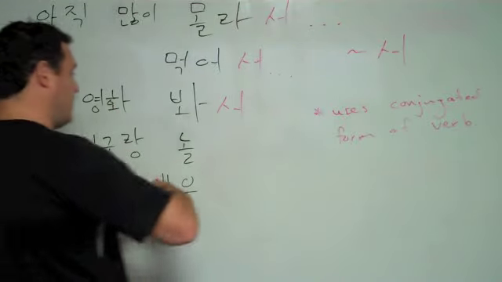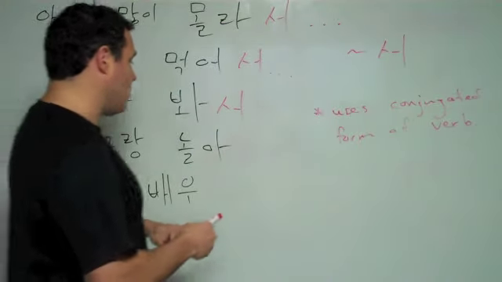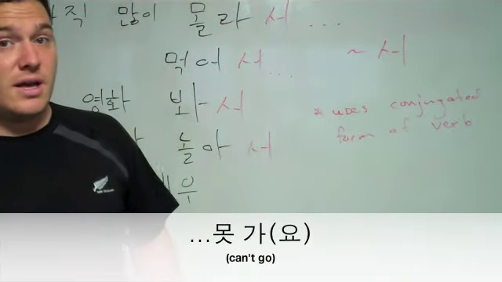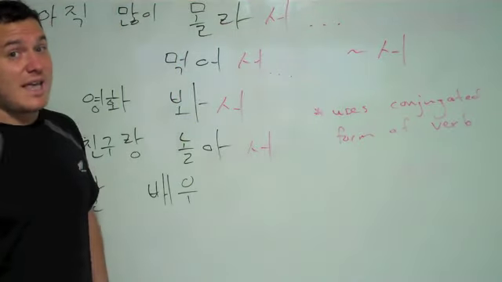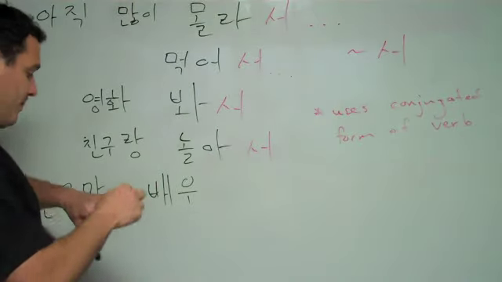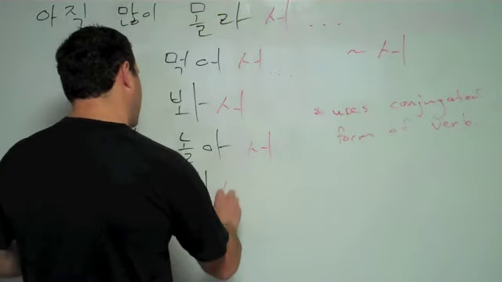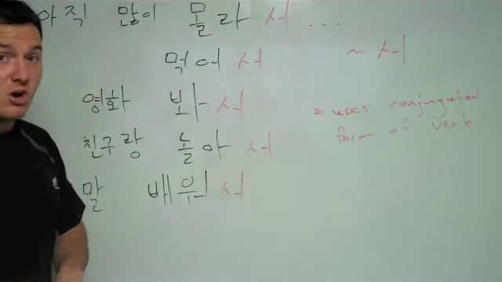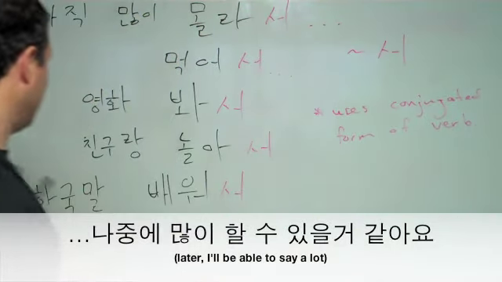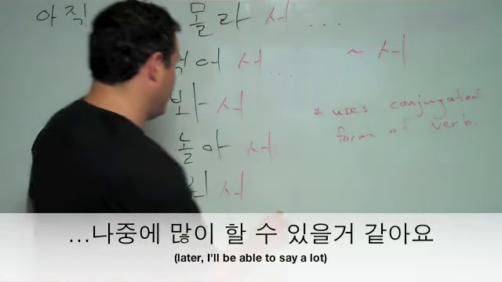친구랑, the change form of 놀다 is 놀아, okay? 친구랑 놀아서 못 가요, okay? I'm hanging out with friends, so I can't go. 친구랑 놀아서 못 가요, okay? 한국말, the change form of 배우다 is 배워, okay? 한국말 배워서, okay? 나중에 많이 할 수 있을 것 같아요, okay? 한국말 배워서, I'm learning Korean, so, okay?